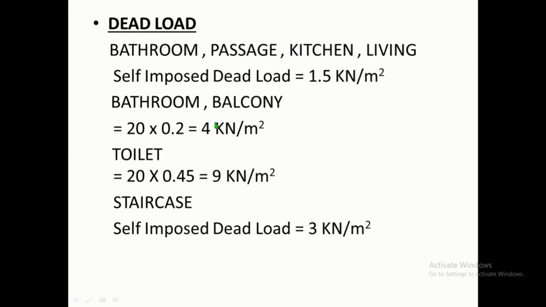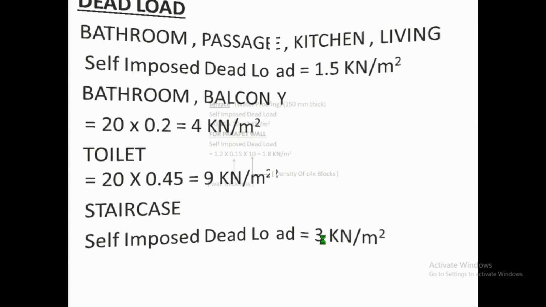For bathroom or balcony, a sunk of nearly 200 mm is provided because the surface above it is wet. Therefore a sunk of 200 mm is provided so that the water does not come in contact with the slab. Therefore 20 kilonewton per meter cube into the sunk depth, that is 0.2 meter or 200 mm, is equal to 4 kilonewton per meter square. This is the self-imposed dead load for bathroom or balcony. For toilet, the sunk is of greater depth, that is 450 mm or 0.45 meter. So 20 kilonewton per meter cube into 0.45 meter is equal to 9 kilonewton per meter square. For staircase, the self-imposed dead load is 3 kilonewton per meter square.